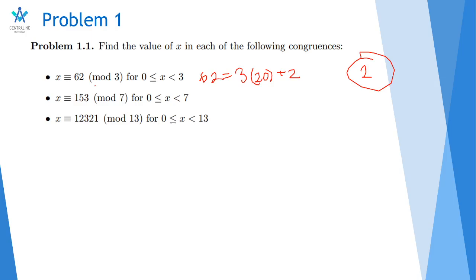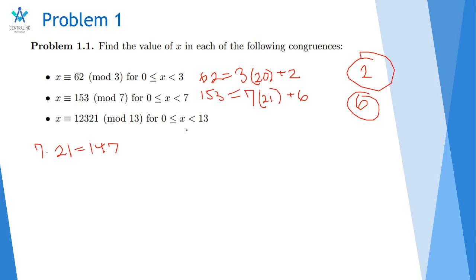153 modulo 7. Well, this I can also write since it's a smaller number. Note that 7 times 21 is equal to 147. So this is actually 153 equals 7 times 21 plus 6. So that is congruent to 6 modulo 7.